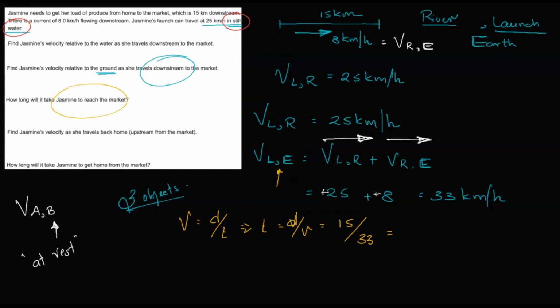So 15 divided by 33 is 0.45 hours, right?